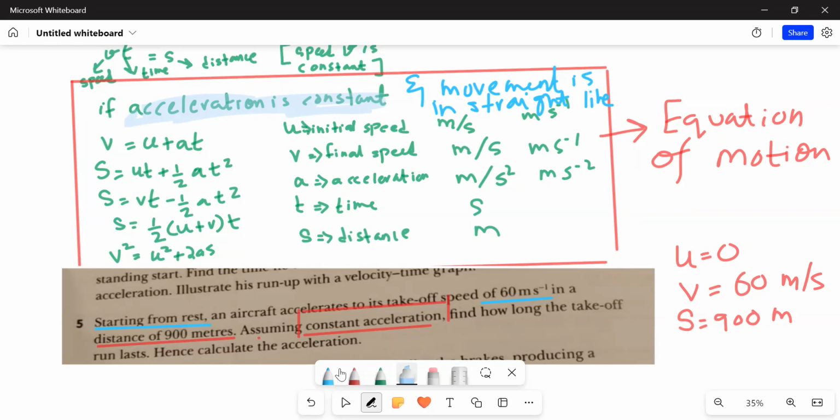That means you're being asked for the time. How long does the takeoff run last? So if the aircraft starts at U equals zero, and the final speed is V equals 60, the distance covered in the meantime is 900 meters, then how long does it take for this to happen? So which of the 1, 2, 3, 4, 5 formulas should we use here? That needs U, V, and S, and that will give us T.